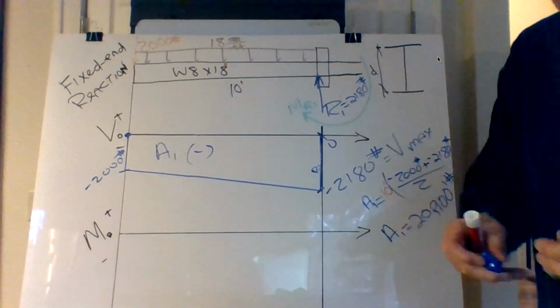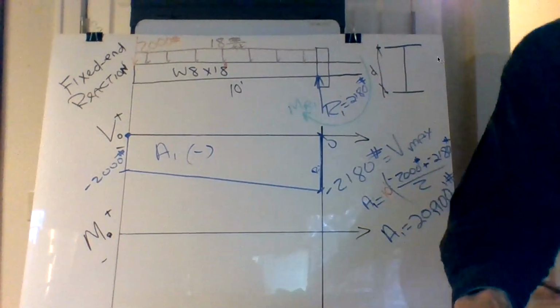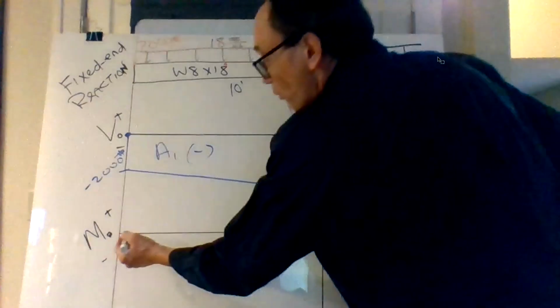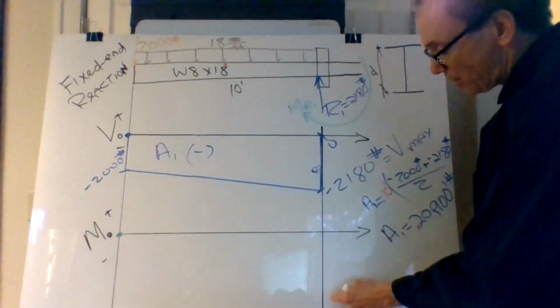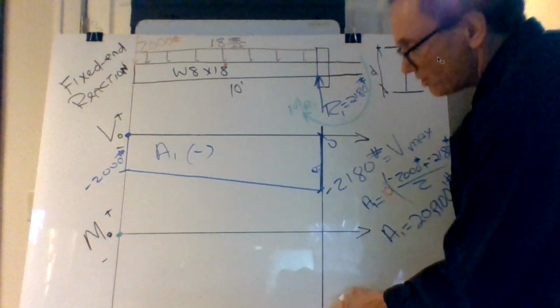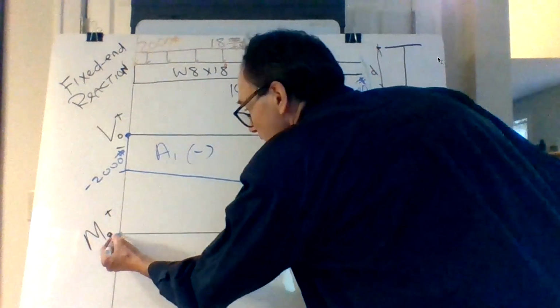So the moment curve over here, it starts at 0, but it doesn't end at 0 right away. Eventually it ends at 0, but this is going to be a curve.